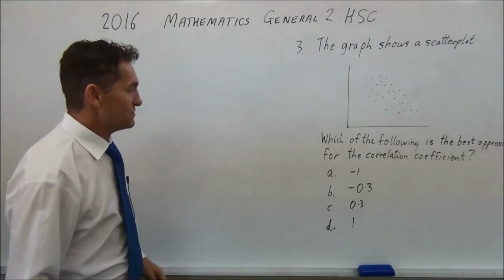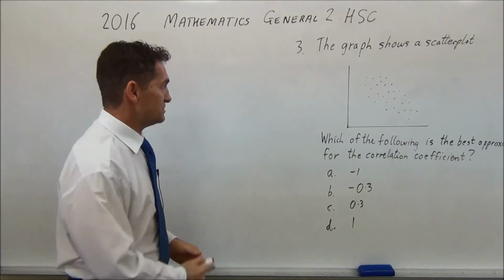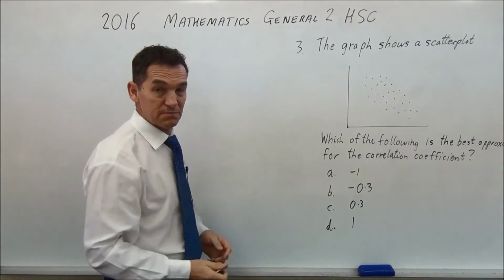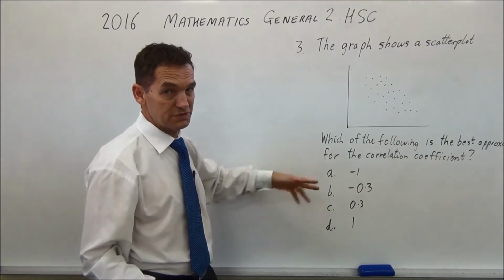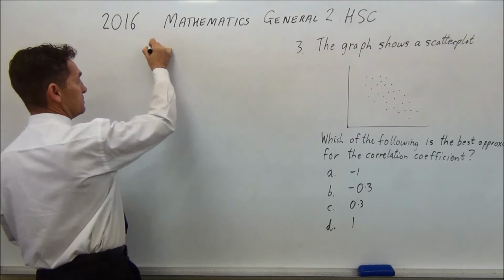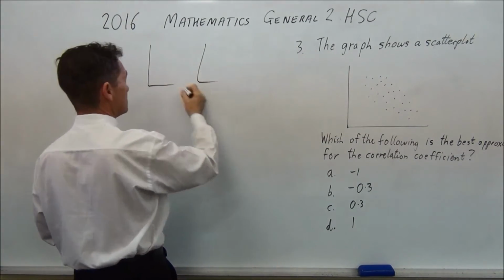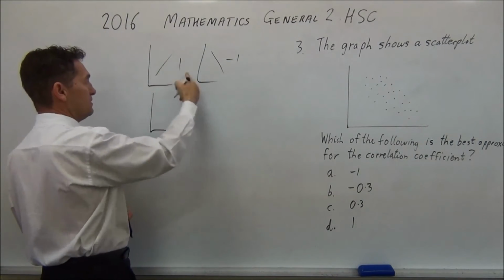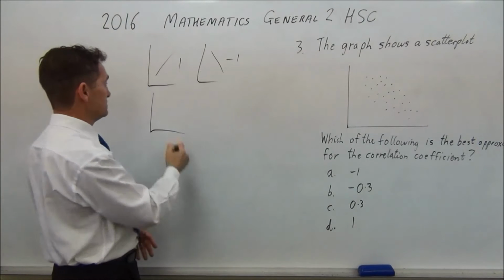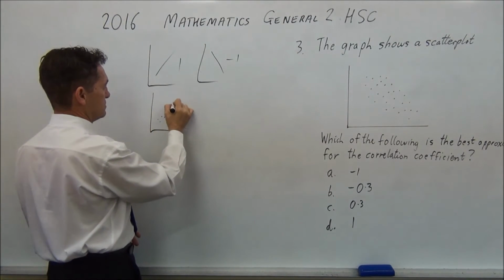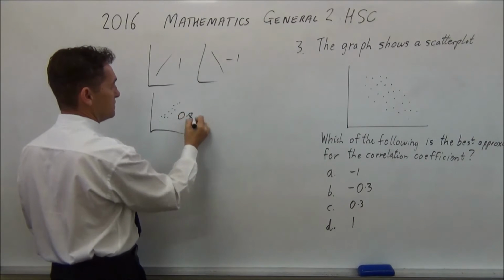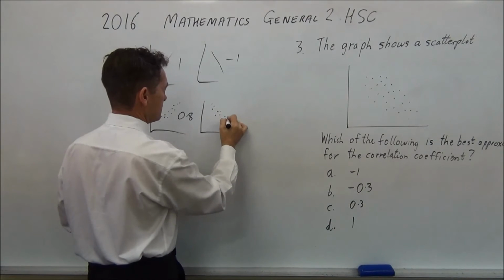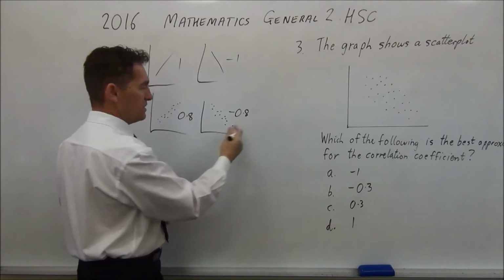G'day again, back for question 3, and pretty much another warm-up question. The graph shows a scatter plot, and there it is, a bunch of dots. Which of the following is the best approximation for the correlation coefficient? So if you look at our correlation coefficients, you're really looking at how close is something to a line. So that would be 1, that would be -1, and anything different to that is just something a little bit closer to 0. So if you get something like that, it might be 0.8, and if you get it in the reverse pattern, or something like that, it might be minus 0.8 or 0.7.